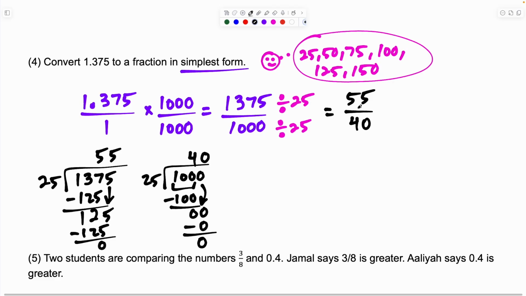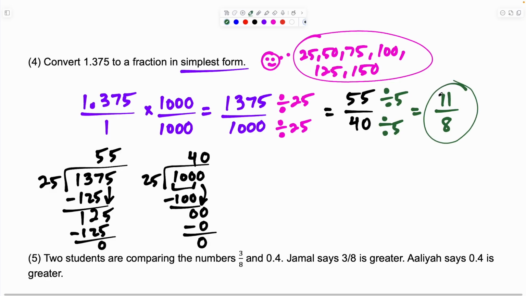But now for this one, I just divide by 5 one more time. Both of these numbers are divisible by 5. So I divide both of these by 5. So I'm going to divide the top and bottom by 5. And now this will simplify to 11 on top, and the denominator becomes 8. And this is simplest form.